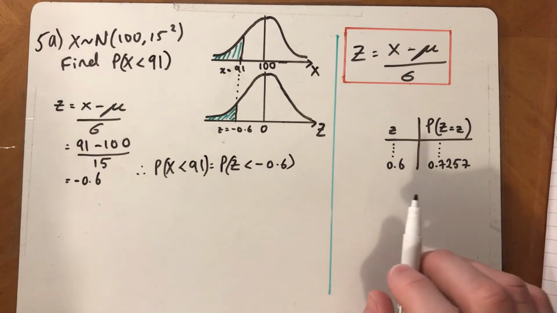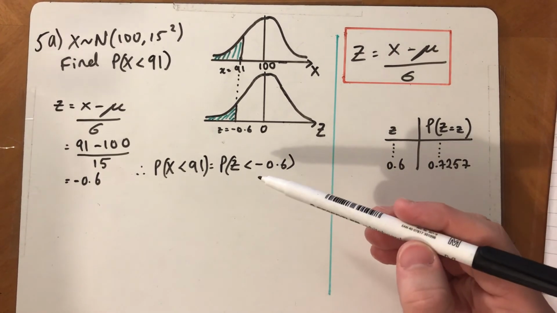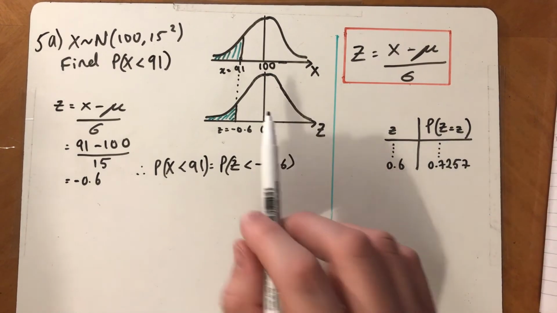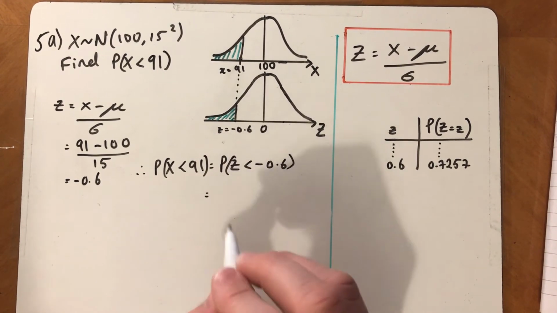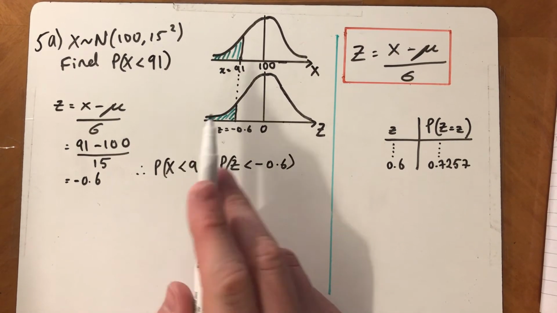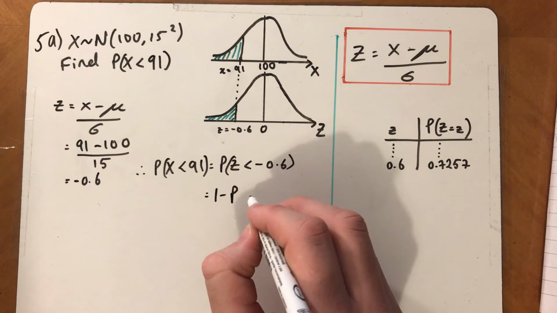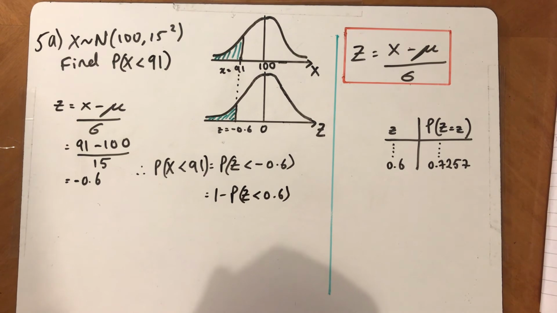So we can pop to our tables. Unfortunately, our tables haven't got negative values. So due to the symmetry of the curve, we can say that finding the probability that z is less than minus 0.6 is exactly the same as 1 minus the probability that z is less than positive 0.6, due to symmetry of the curve. If you're not familiar with that, you can refer back to a few videos on exam solutions on how to calculate different probabilities in the normal distribution curve.